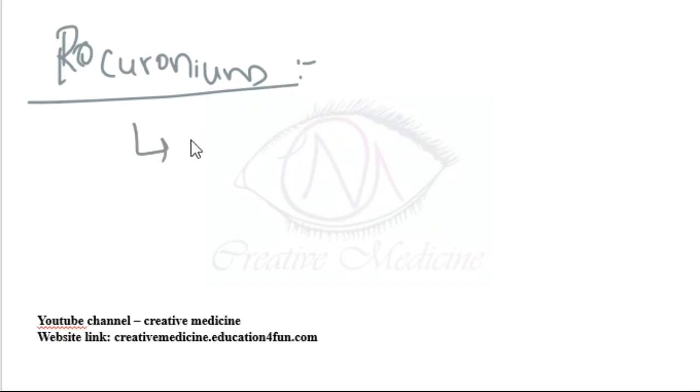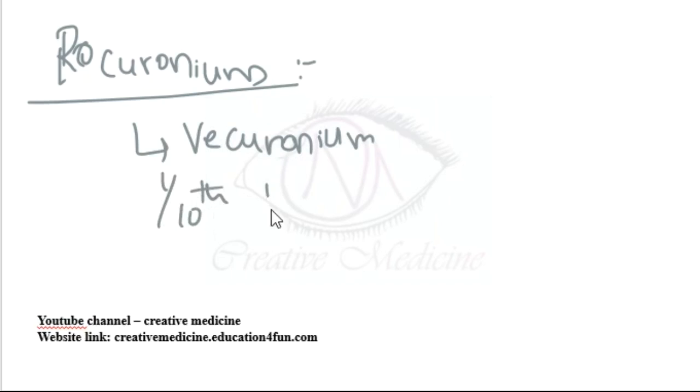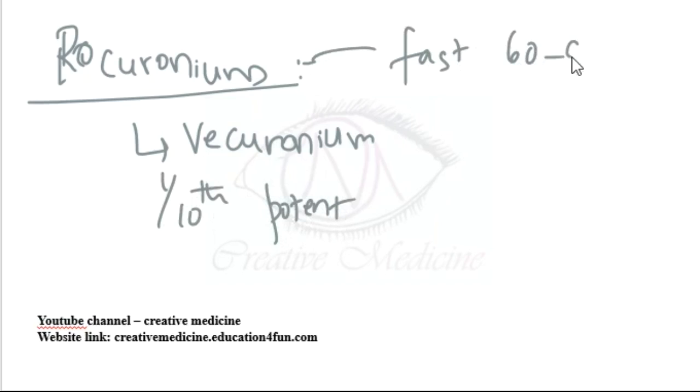Rocuronium is actually a derivative of vecuronium. It is one-tenth as potent. Advantages of rocuronium are it is fast acting, that is 60 to 90 seconds. Normally, it acts for 3 to 4 minutes. Rocuronium is the non-depolarizer of choice for intubation.